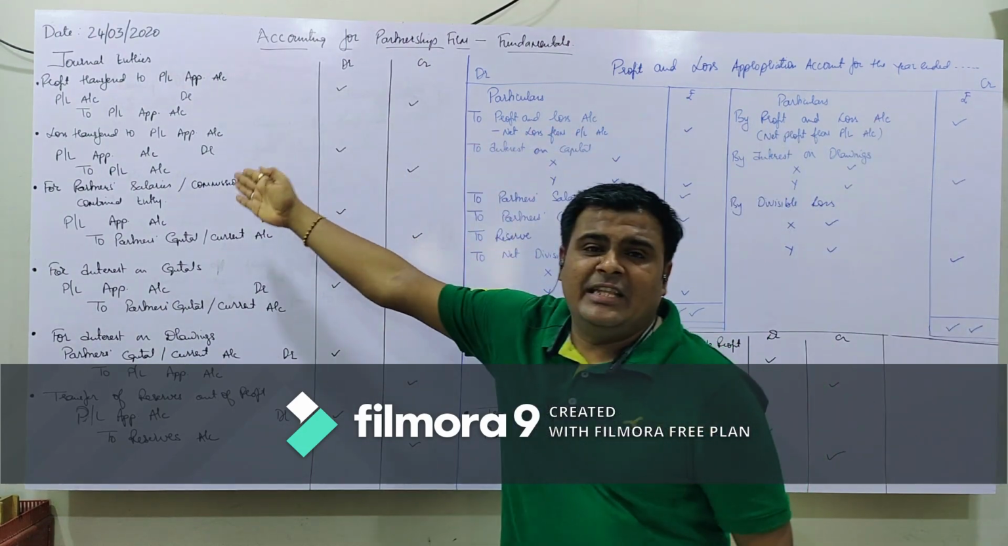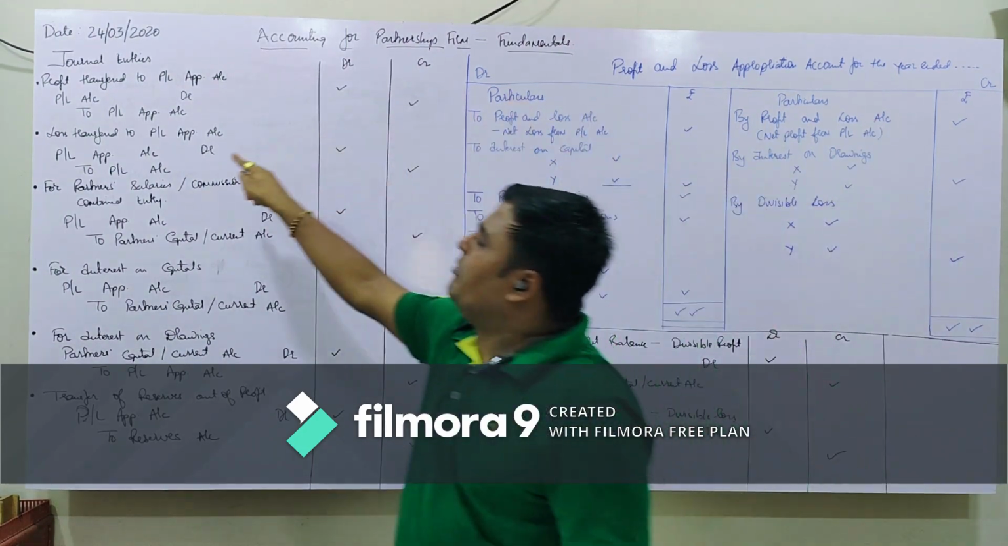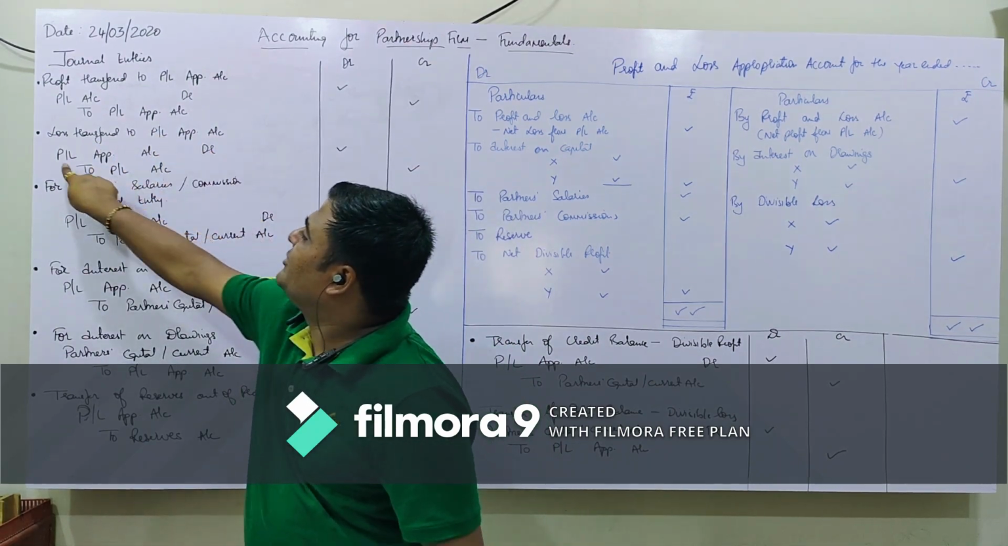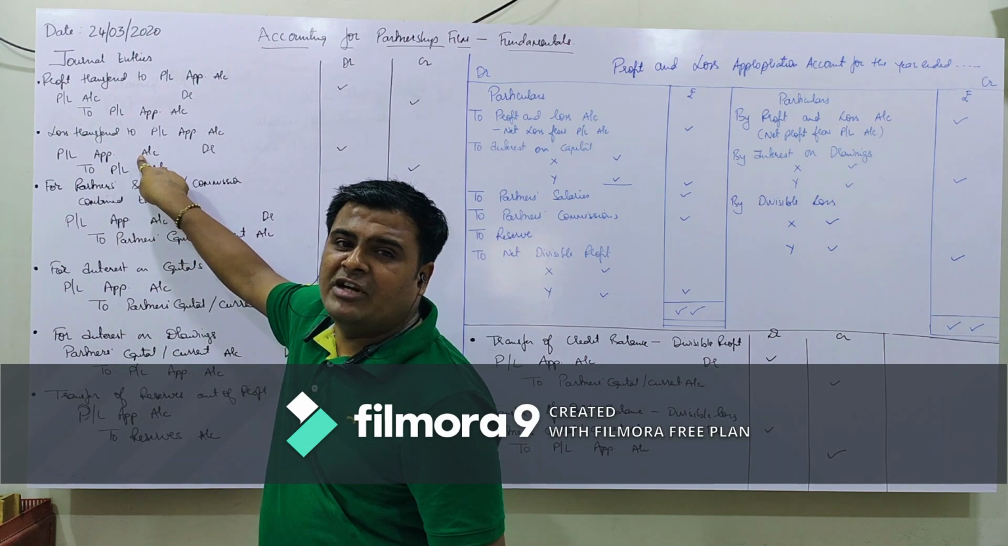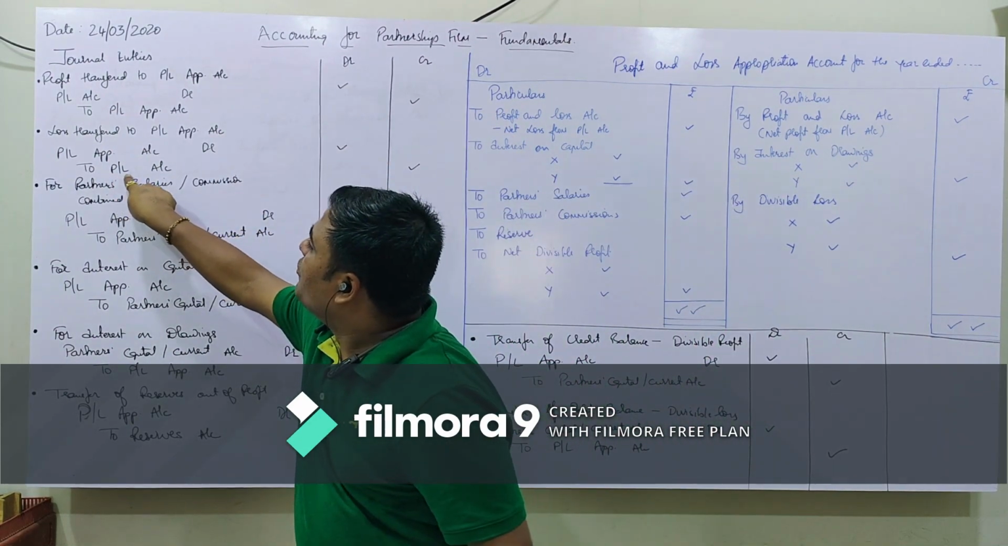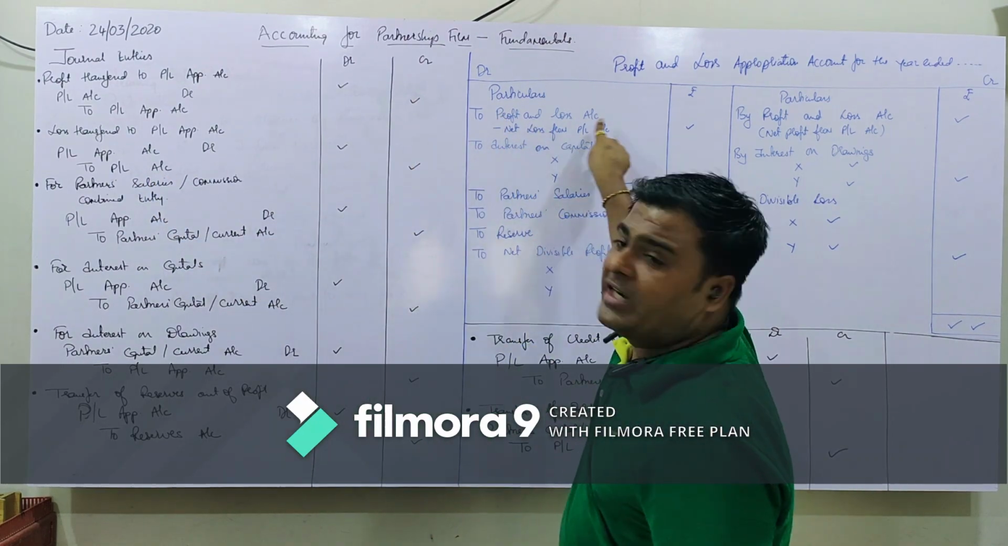Okay, so it is just the ledger posting. We need to remember the second entry, loss transferred to profit and loss. So that is profit and loss appropriation account debit. That is on the debit side of profit and loss appropriation account. We have two profit and loss account.